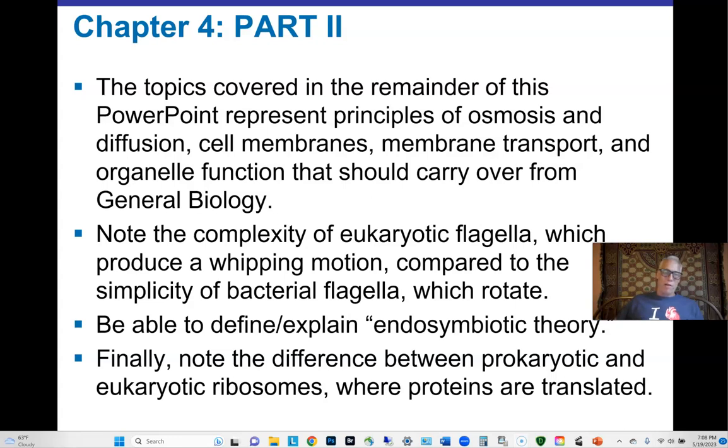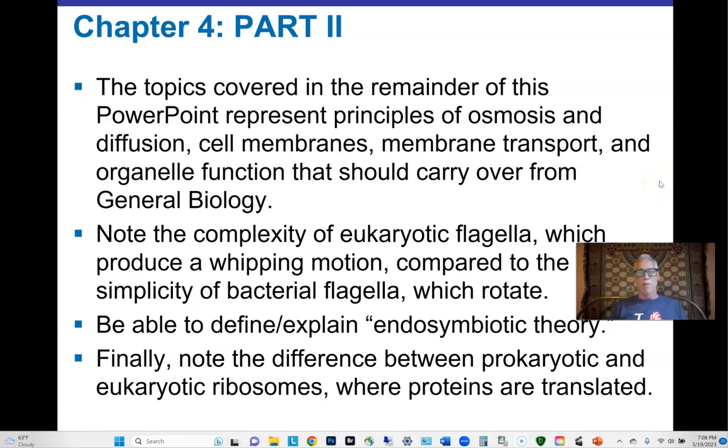We've already looked at prokaryotic flagella, and we'll see the eukaryotic flagella are a little bit more complicated, but you don't need to get way into that or anything. And towards the end of the chapter, I'd like you to be able to say something about endosymbiotic theory. Very interesting notion, indeed. And we'll also be highlighting the difference between the 70S ribosome that we learned about in prokaryotes and the eukaryotic ribosomes, and those play a big part in our ability to design antibiotics that attack the ribosomes of bacteria without destroying the ribosomes of the host cells of our body cells.